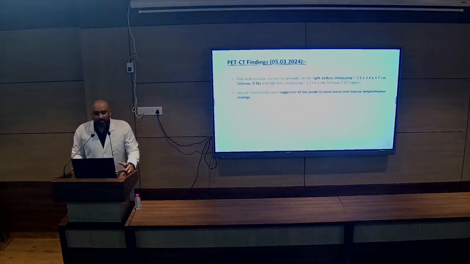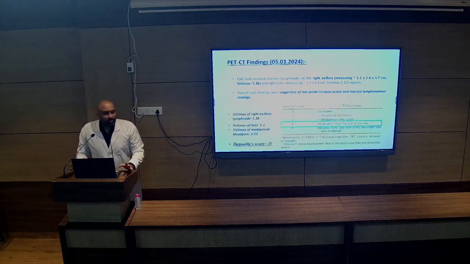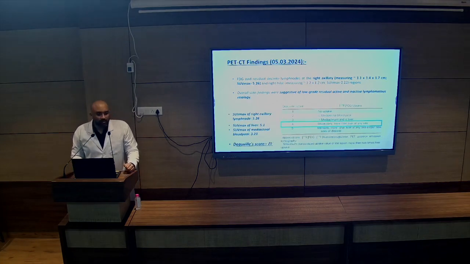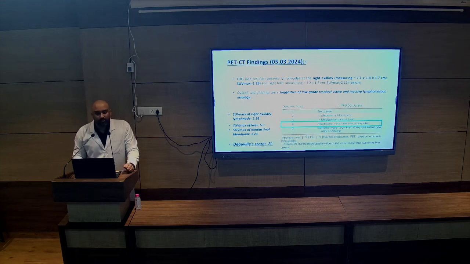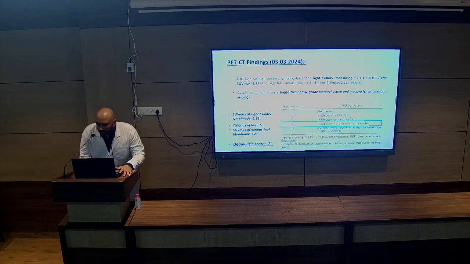Now to summarize, the post 6 cycles of chemotherapy scan was suggestive of low-grade residual active and inactive lymphomatous etiology. In lymphoma cases, we have the 5-point Deauville scoring system for treatment response assessment, and according to that score, we gave Deauville score 4 because the SUVmax of the right axillary lymph node was moderately higher than that of the liver. Thank you. Now I would like to call Dr. Sapna to take the case forward.